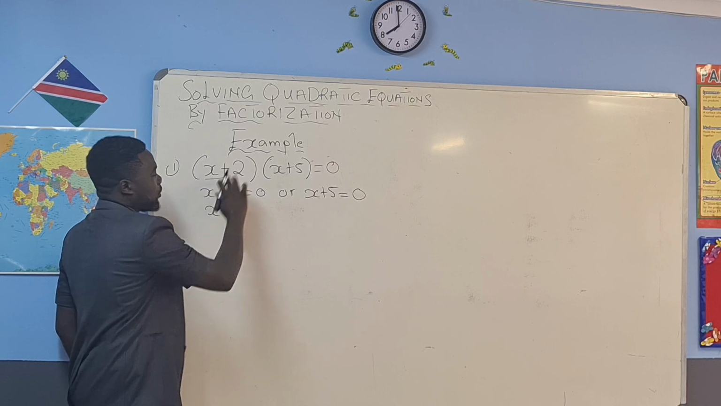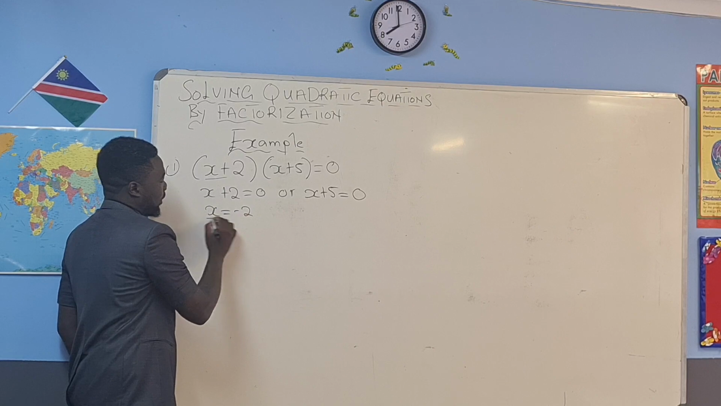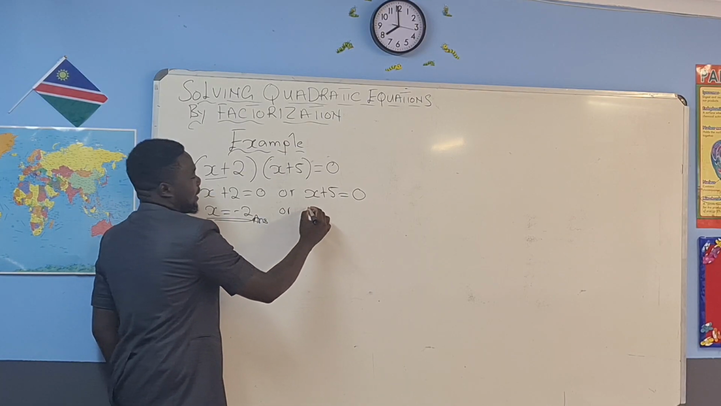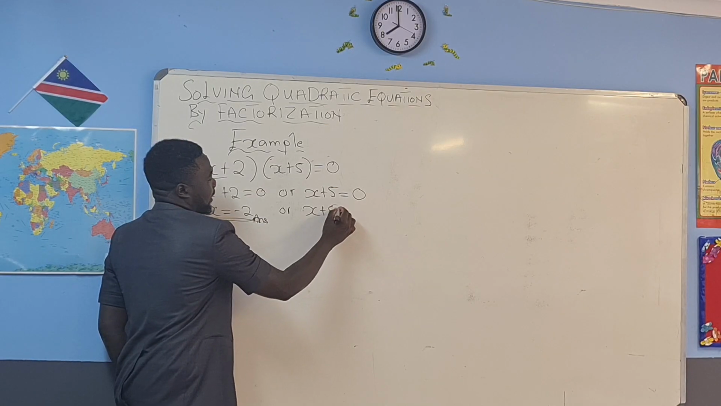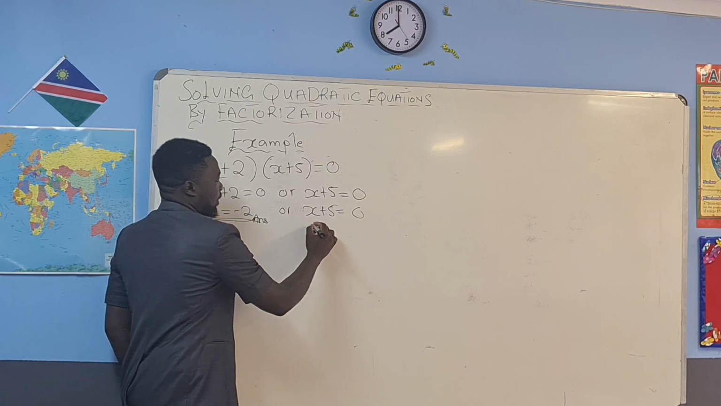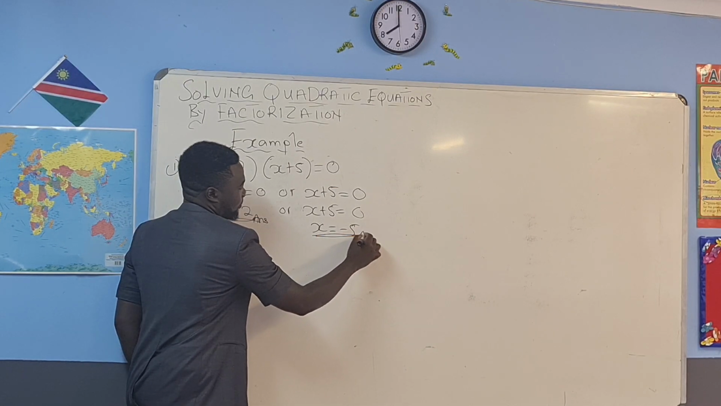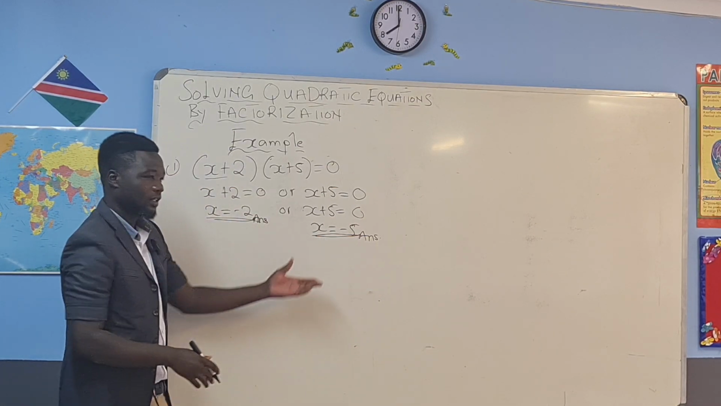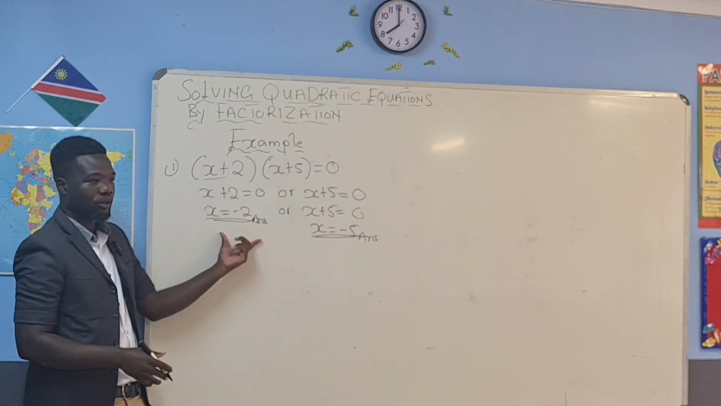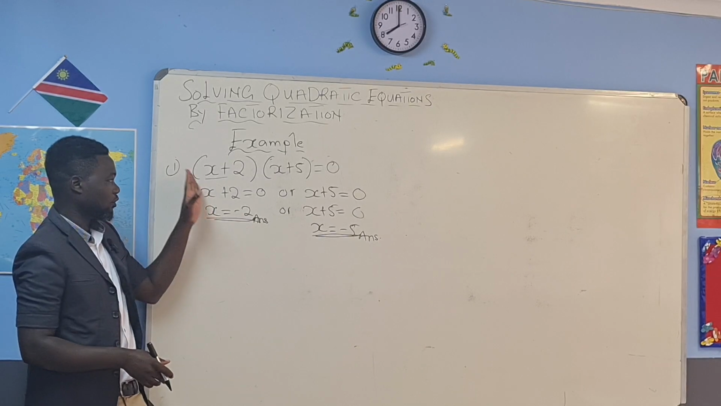So for x plus 2 equals 0, the 2 will go to the other side and turn into a negative, so x is equal to negative 2, or x plus 5 is equal to 0. So the 5 will go to the other side and turn into a negative, so x is equal to negative 5. Are we together? So this is how you handle such problems. Are we clear?